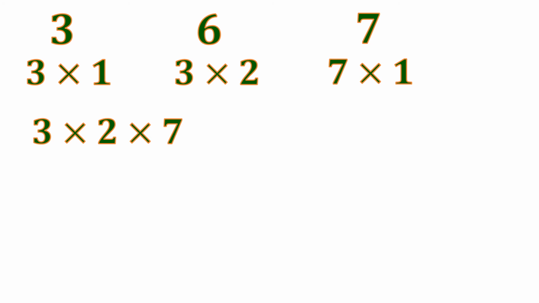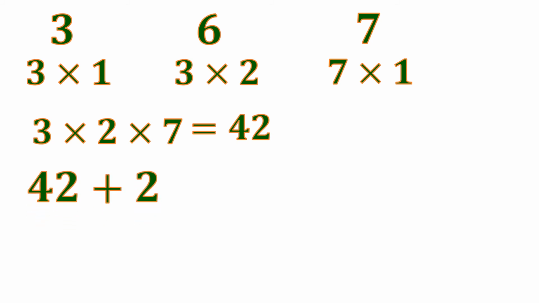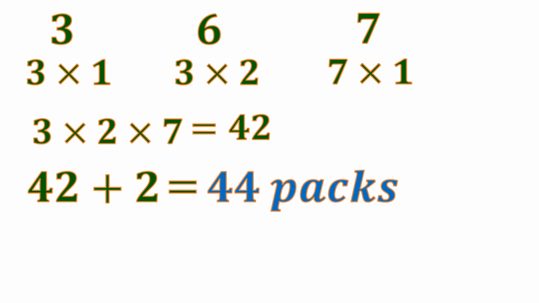Okay, so let us multiply this. 3 times 2 is 6, 6 times 7 is 42. So this is the least number that is divisible by the 3 numbers. And then it's given that if the packs are grouped by 3, 6, or 7, there's always an extra 2. So we will add 2, so that there's always a remainder of 2 whenever you divide by 3, 6, and 7. So all in all, it will be 44 packs.